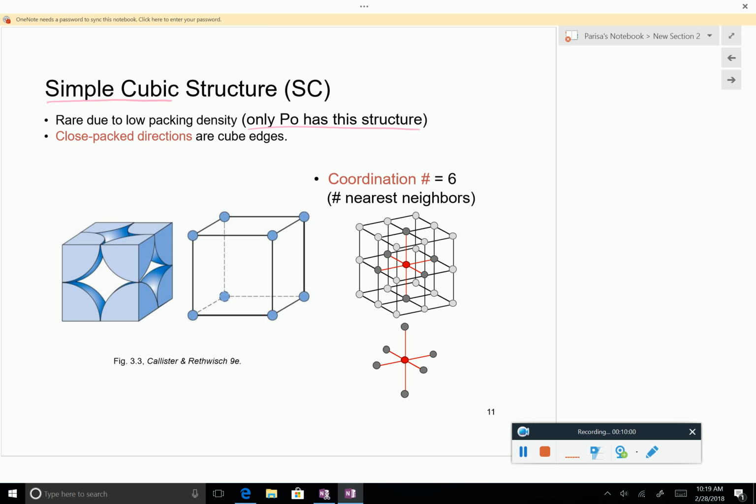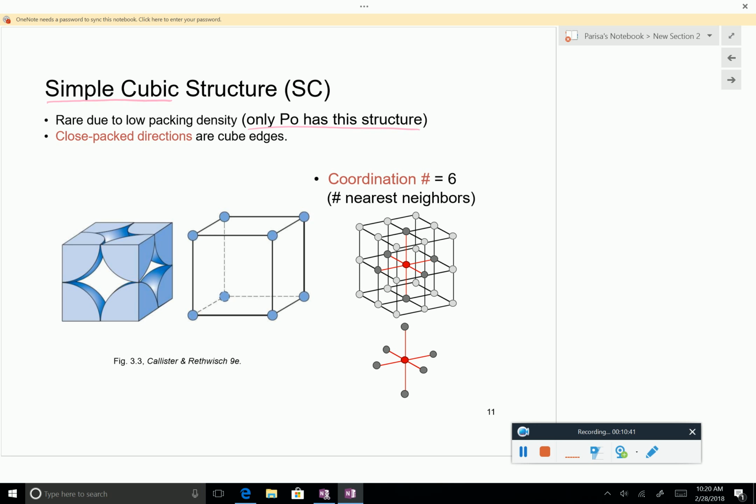Now, there are a few definitions you need to learn here. One is the coordination number. If you pick any atom inside this microstructure, how many atoms is it connected to? Here, I've kind of isolated this, so you see that each atom is connected to 6 other atoms. So the coordination number is 6.